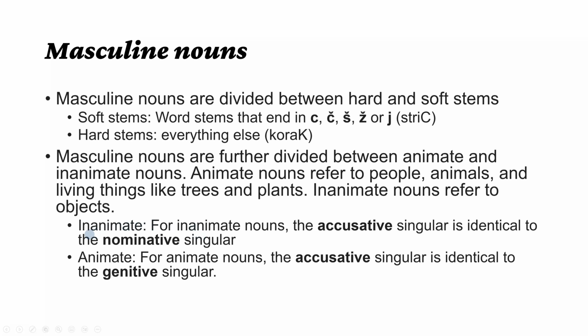So, for inanimate nouns, the accusative singular is identical to the nominative singular. Okay? So, the accusative will be the same as nominative. And for animate nouns, the accusative will be the same as the genitive singular. So, basically what this means, let's go through everything again.